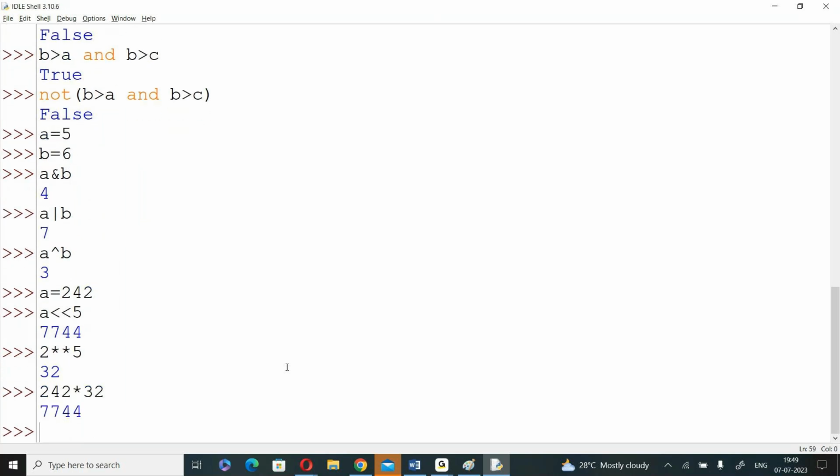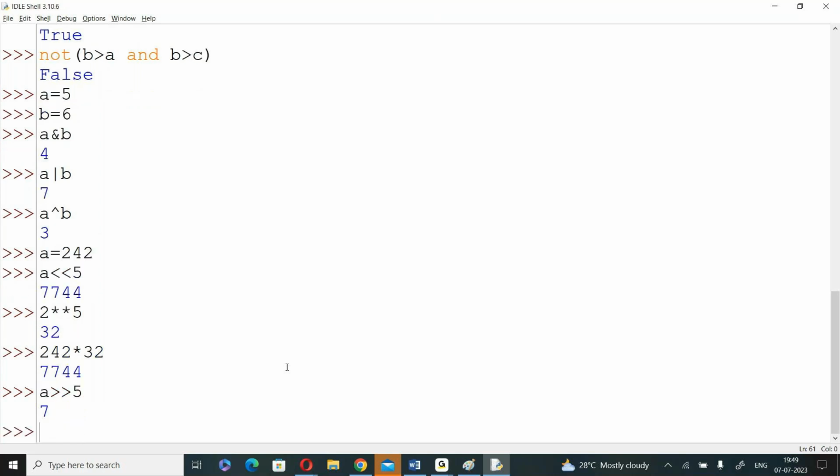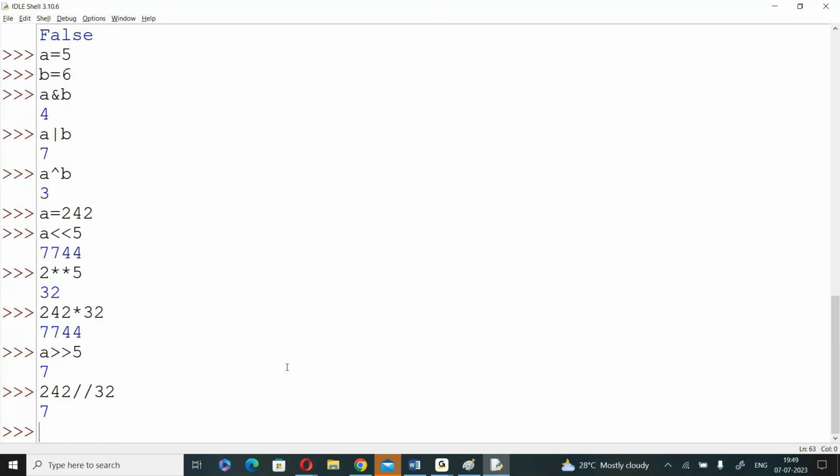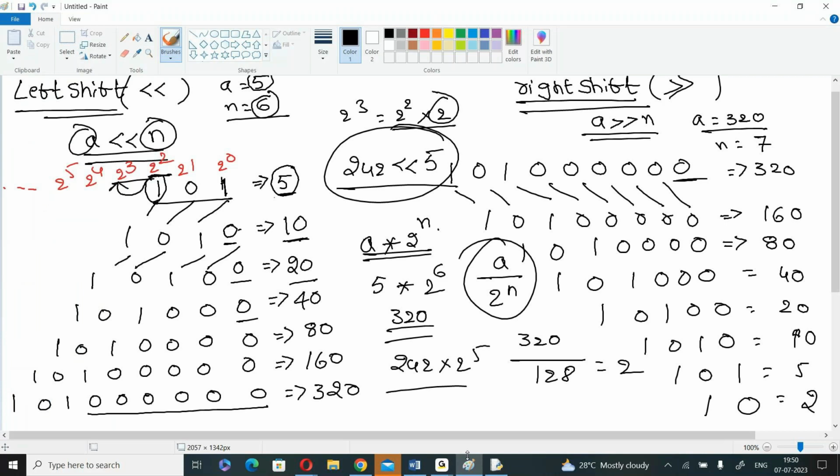Yes or no? Now, A right shift by 5 times. That is 242 divided by 32. This is the answer: 242 divided by 32. Same. So these are left shift and right shift operators. Those are finally bitwise operators.